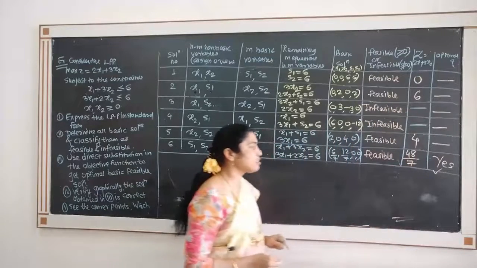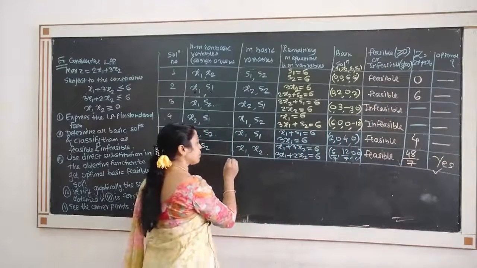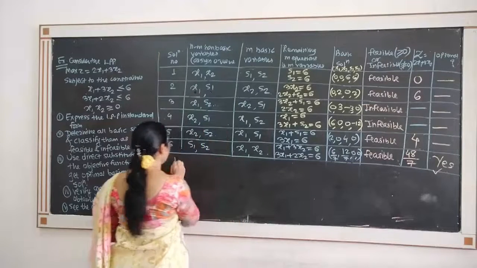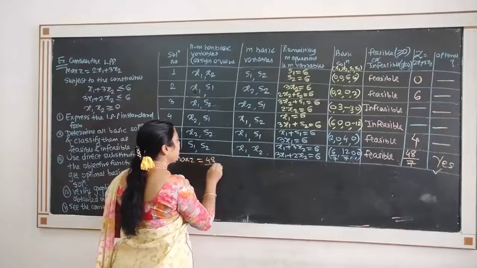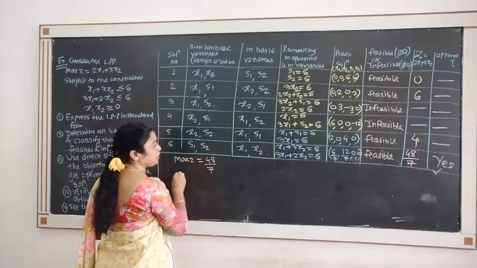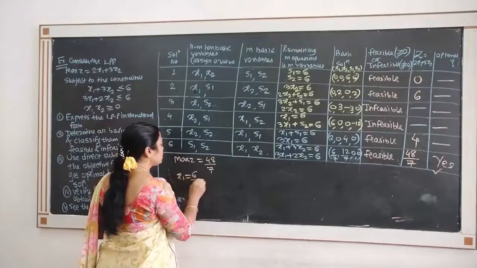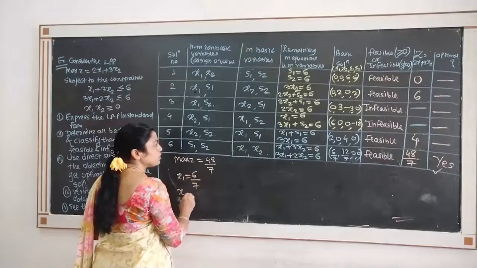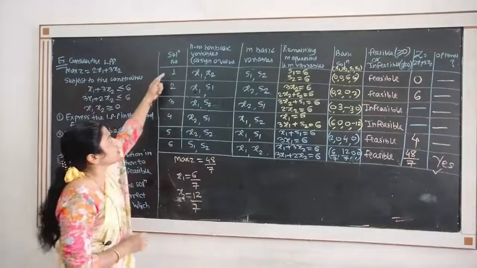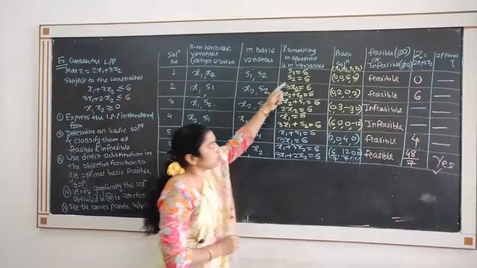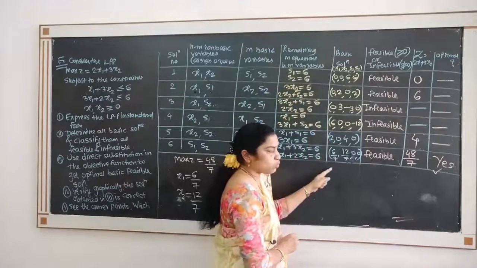So what is your last answer? The LPP answer comes to be maximize Z. It is nothing but 48 by 7 at the point x1 equal to 6 by 7 and x2 is equal to 12 by 7. So we get 6 basic solutions. These are the 6 basic solutions.